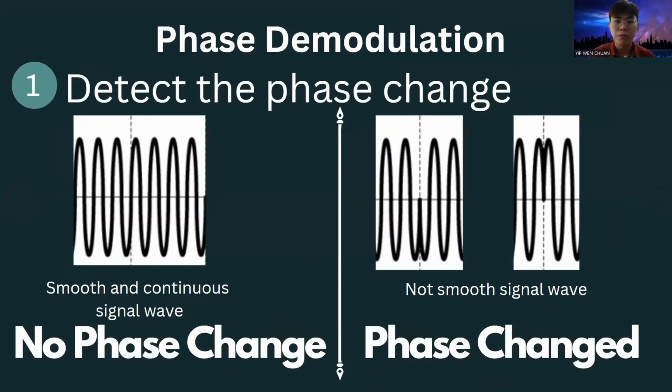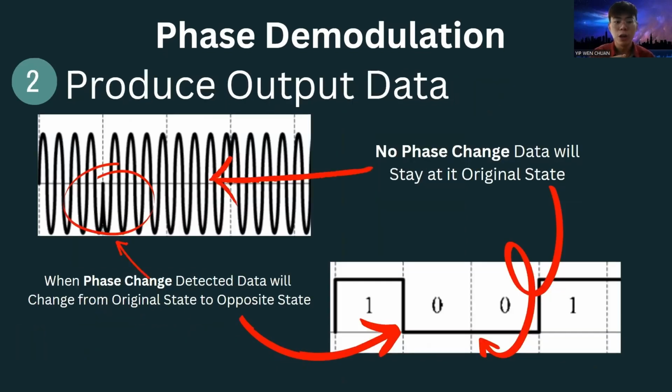So what is phase demodulation? Actually, it is the same concept. First, we detect the phase change. If the signal wave is smooth, there will be no phase change. If it is not smooth, there will be a phase change. So when there is a phase change, we detect it, and the data will change from the original state to the opposite state. For example, if the original state is 1, it will change to 0.